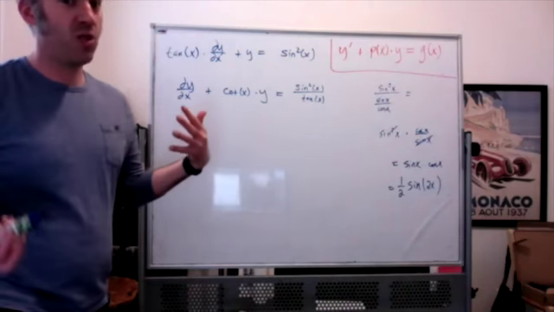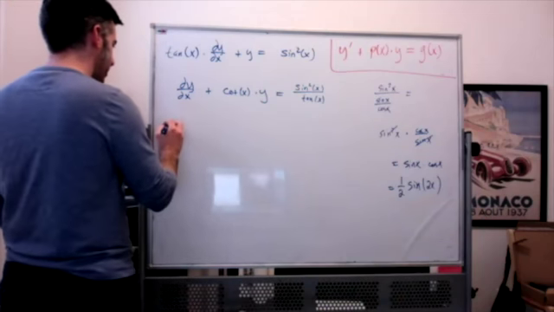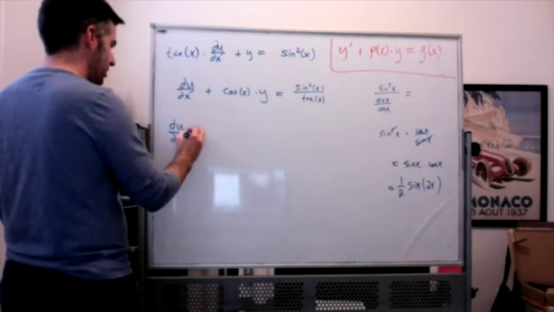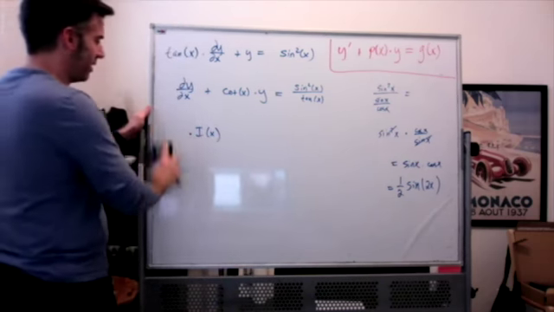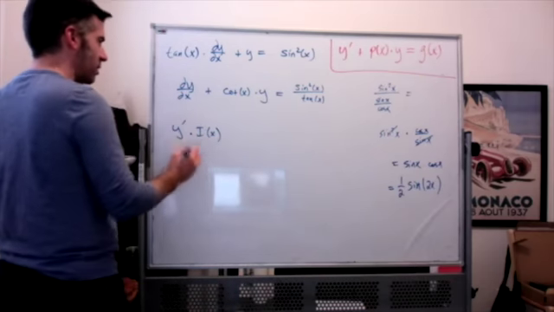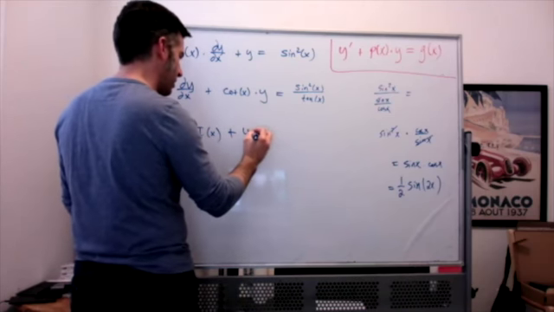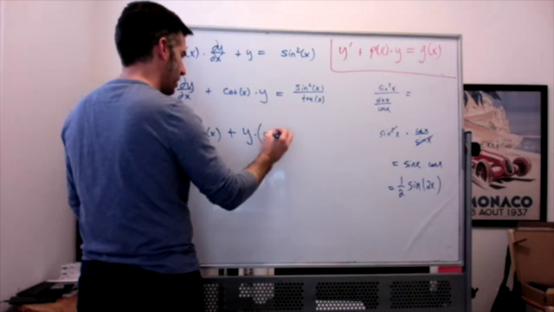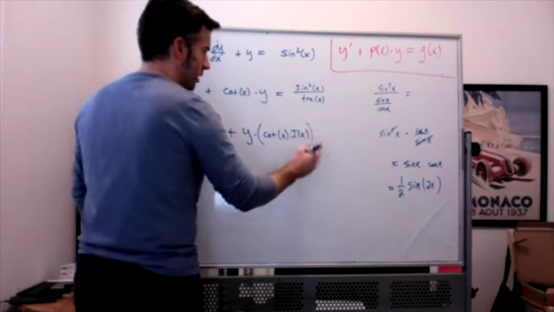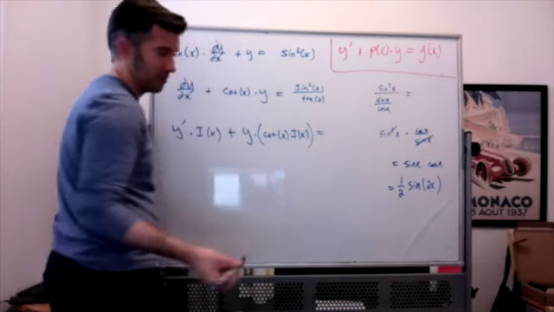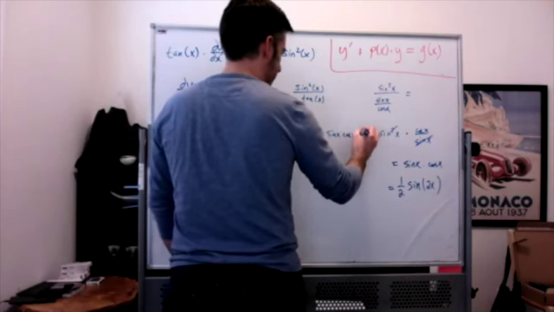So we're just going to multiply the whole equation by I of x, the integrating factor. So I'm going to have dy dx times I of x. I kind of prefer to write y prime. Plus, and I'm going to write this in a slightly different order, y first times cotangent of x times I of x. And on the right hand side, sine x cosine x times I of x.